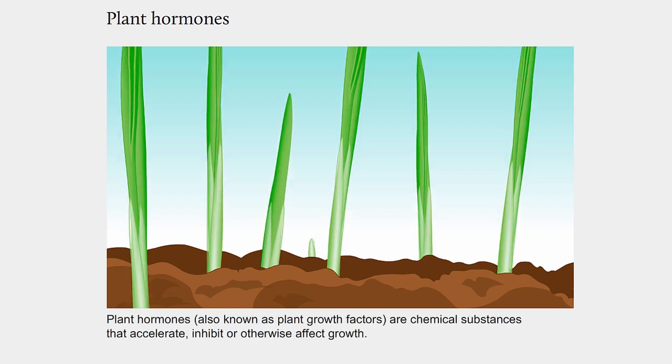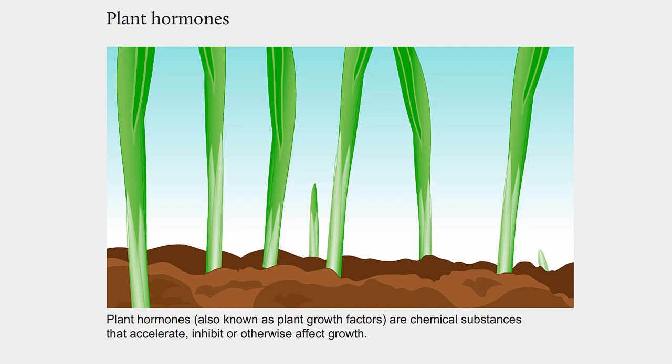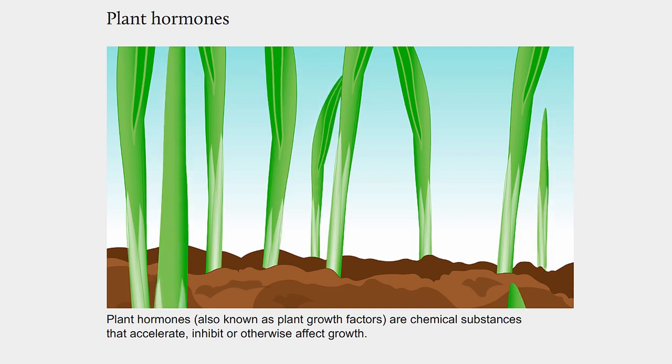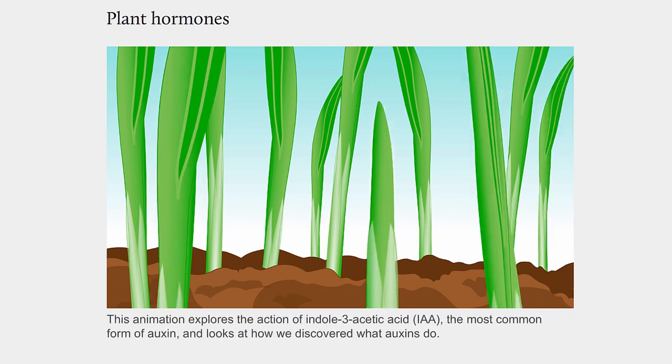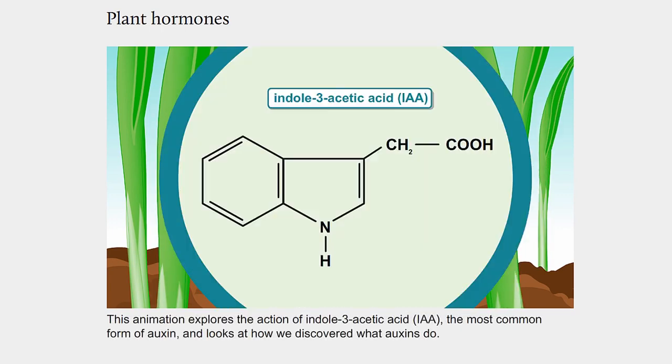Plant hormones, also known as plant growth factors, are chemical substances that accelerate, inhibit, or otherwise affect growth. This animation explores the action of indole-3 acetic acid, IAA, the most common form of auxin, and looks at how we discovered what auxins do.